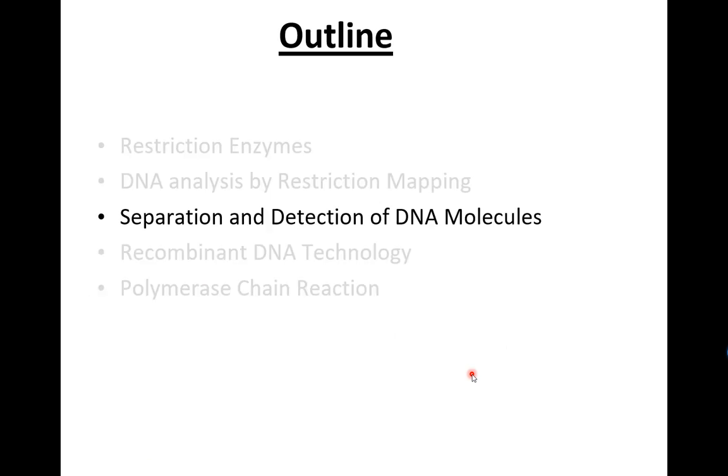What we're going to move on to now in this next part is how do you separate and how do you detect DNA molecules. So we talked about restriction enzymes, how they can cut the DNA, and how we can use it for restriction maps. And just for example, when we're talking about restriction maps, we talked about agarose gel, right? Obviously, you don't chop DNA up just for the sake of it. You want to also separate the fragments. So how do you do that?